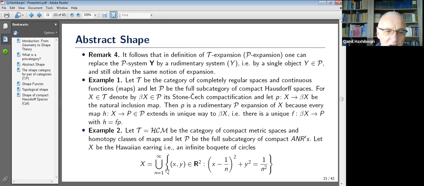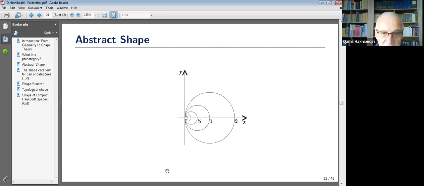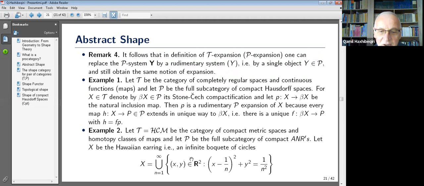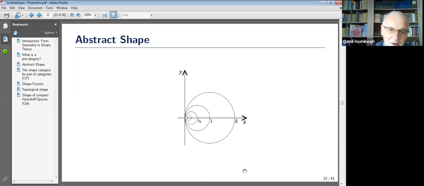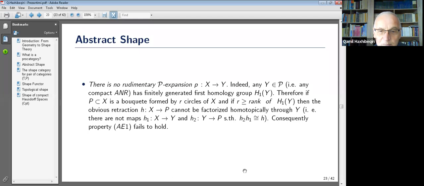Example two: let T be the category of compact metric spaces and homotopy classes of maps, and P the full subcategory of compact ANRs. Let X be the Hawaiian earring, that is, an infinite bucket of circles with centers in points 1 over n and 0 and radius 1 over n. Here is shown in this figure this bucket of circles. There is no rudimentary P expansion p from X to Y. Let us explain this fact a little.